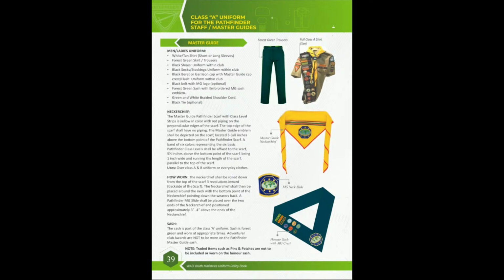uniform. This one. So for a master guide, he can use the adventurer, the Pathfinder shirt, but with the signs of master guide that show that he is master guide. Because you need to put the master guide scarf, and with that he can put a scarf holder, that scarf holder with the master guide emblem on it, and on his sash he needs to put the master guide emblem as well.